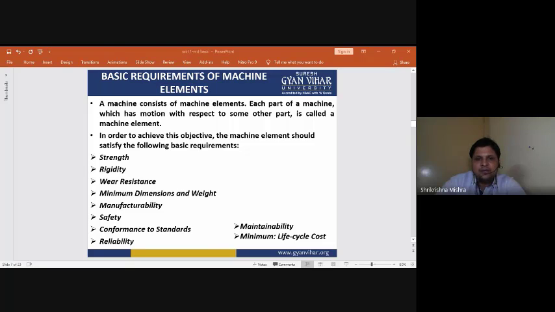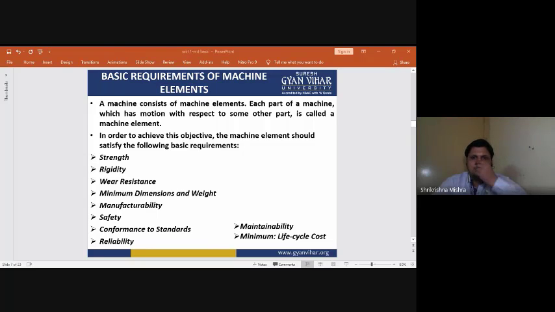Fourth is minimum dimensions and weight. A machine part should be sufficiently strong, rigid, and wear resistant, and at the same time with minimum possible dimensions and weight. This will result in minimum material cost.